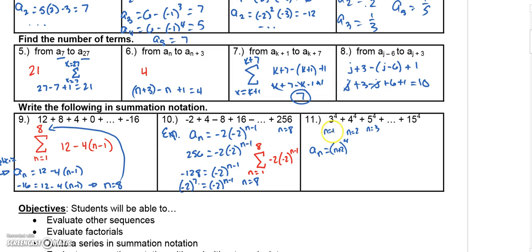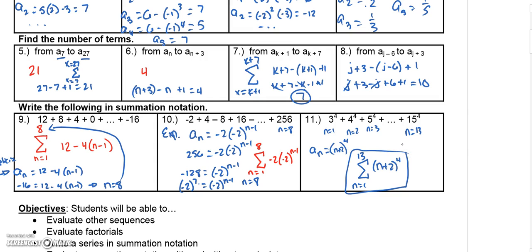Okay, so we can probably tell, well, if it's 15 to the 4th, that means this must be my 13th term because the base was always 2 more than the term number, so 13. So sigma notation, explicit formula, n plus 2 to the 4th power. Start when n equals 1, I stop when it equals 13.